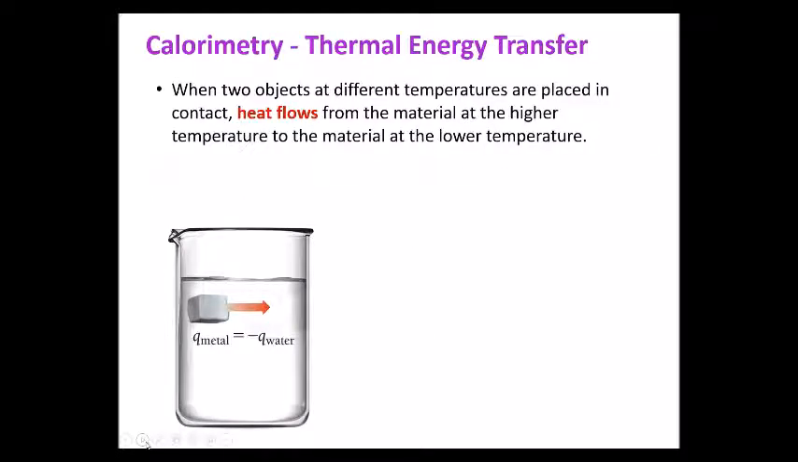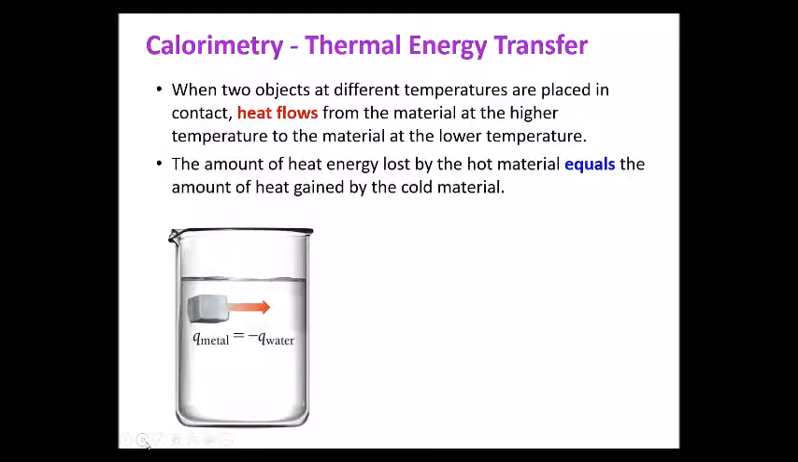Now, thermal energy transfer. We know it flows from the warmer object to the colder object. We already kind of talked about that. That's how the heat flows from the higher temperature material to the lower temperature material. And that amount of flow is equal. So what is lost by the one is gained by the other. So the hot material loses, the cold material gains. Same magnitude amount of heat. So here Q system equals negative Q surroundings. If the system was losing and the surroundings was gaining, it would be the opposite: negative Q system would equal Q surroundings. That would mean that the system is losing and the surroundings is gaining.